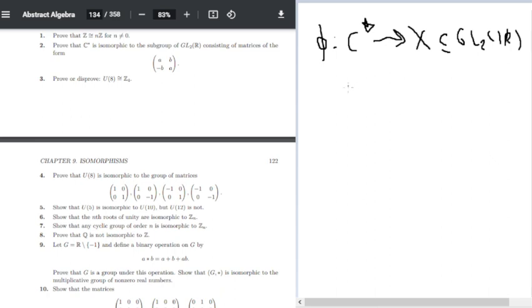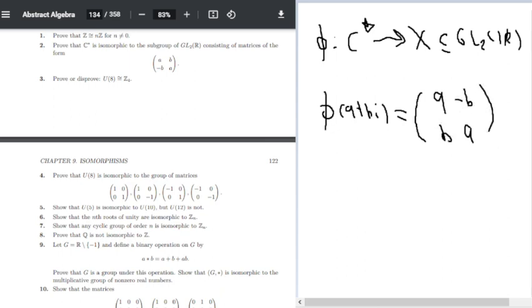And we'll define it by phi of a plus bi is equal to the matrix a, negative b, b, a, if I remember it right. Yeah. So first, we need to show that this map is well defined.